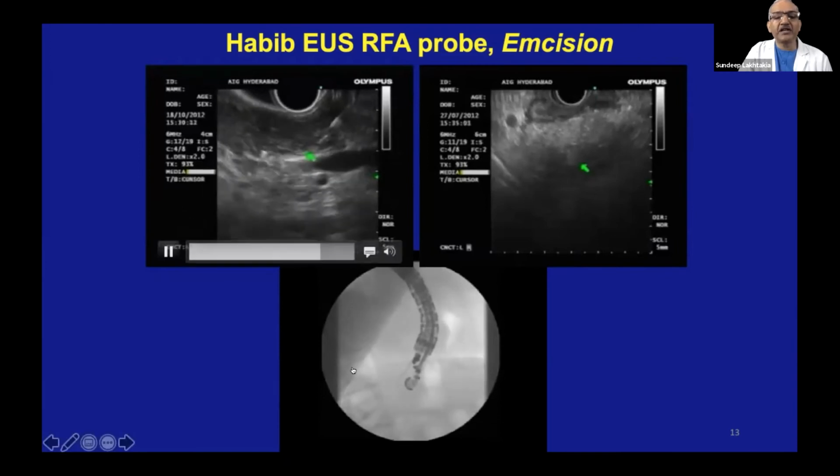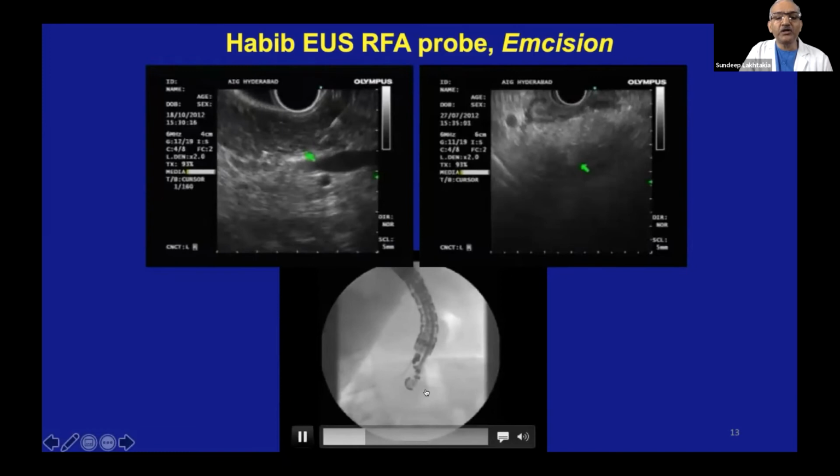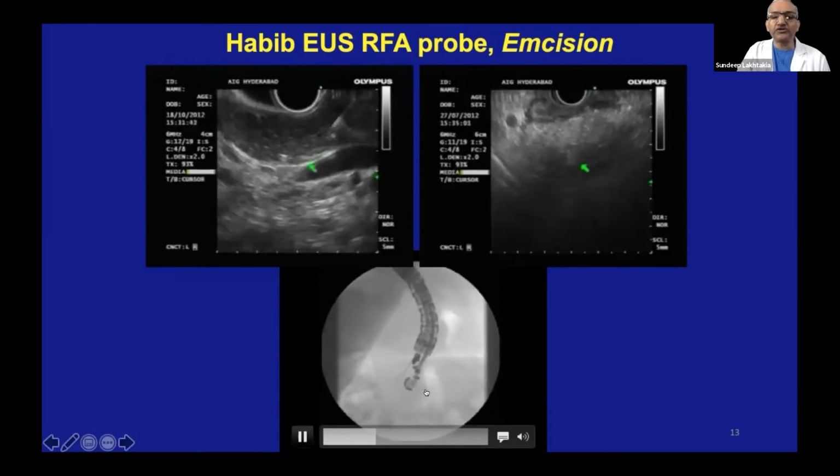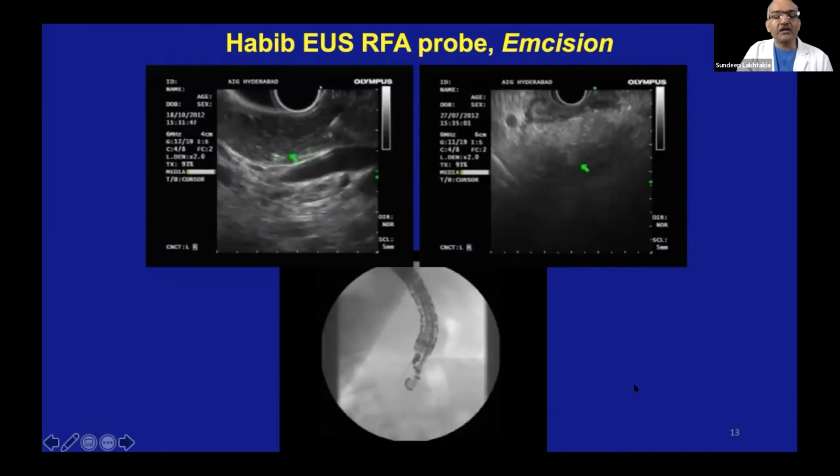Sometimes in a cyst, it can take a little bit of curvaceous contour, but in a solid lesion, generally it's more straight. And the amount of wattage that we use is 8 to 10 watt.